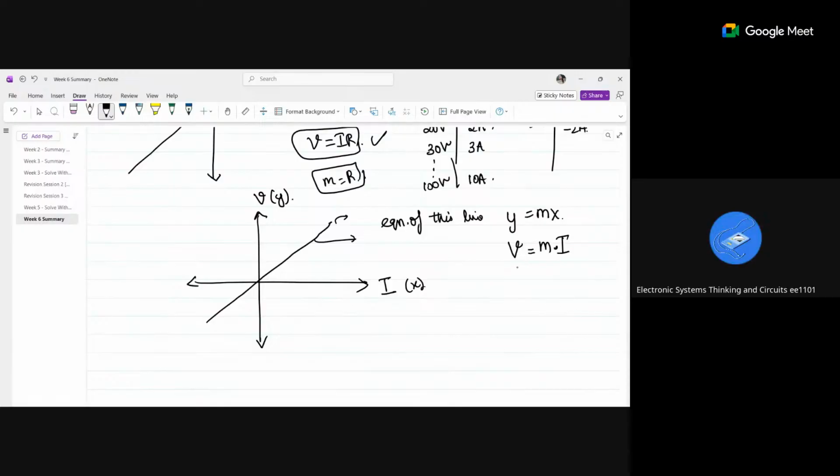So my x is I, and m is V by I, which is nothing but R. This is not the angle; this is the slope representation. The slope representation is R, so here R is 10 ohms.